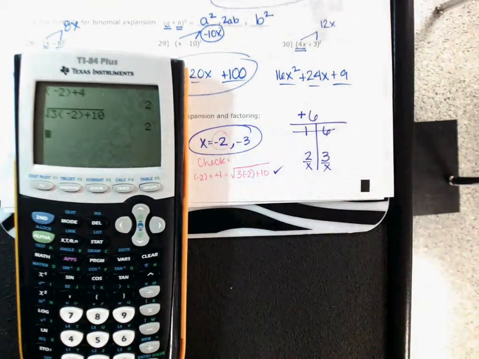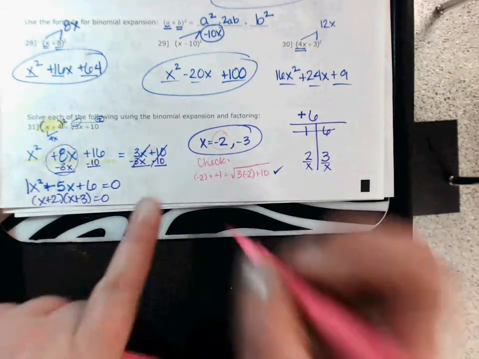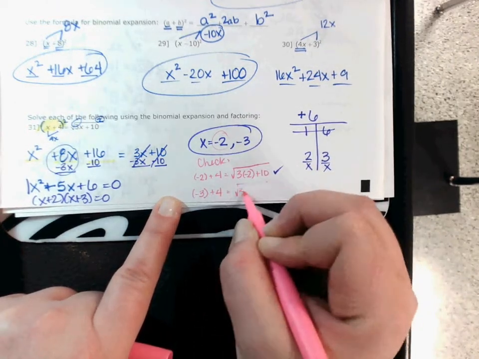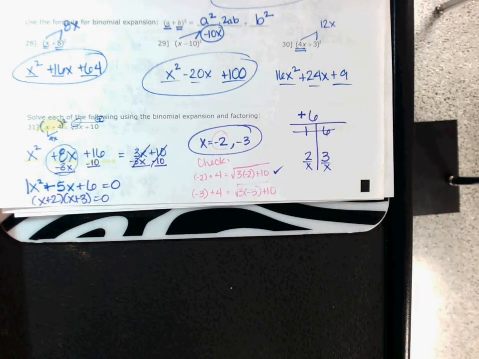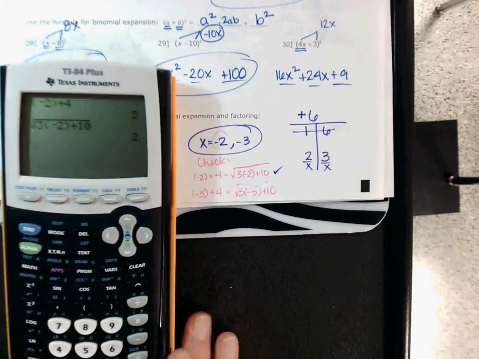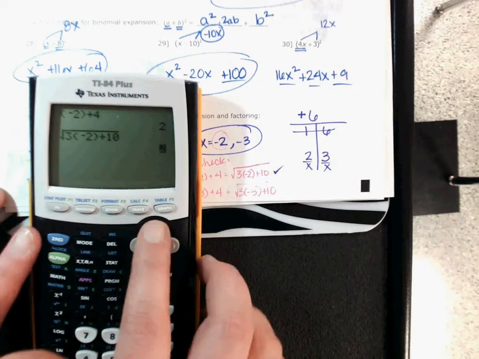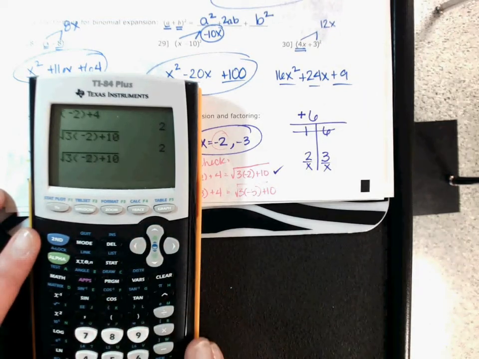Okay, let's go ahead and check the other one just while we're at it. My other number was a negative 3. So it'll be negative 3 plus 4. 3 times negative 3 plus 10. And you're literally just switching out what that x is with whatever answer you got. Okay? And if you want to be really lazy, look, I can just come up here and push enter on it, and then just change my 2 to make it a 3.